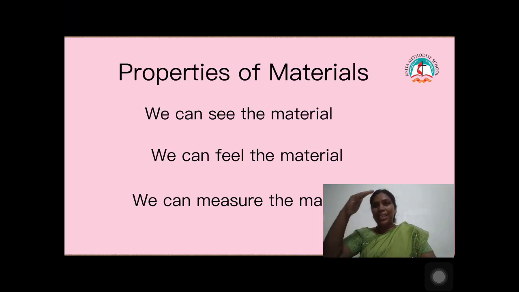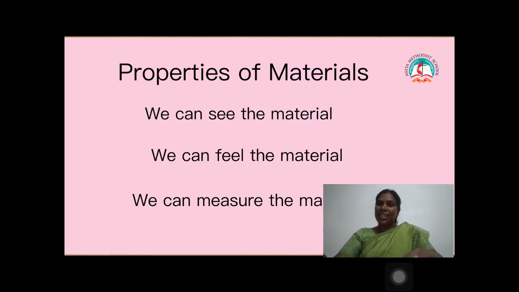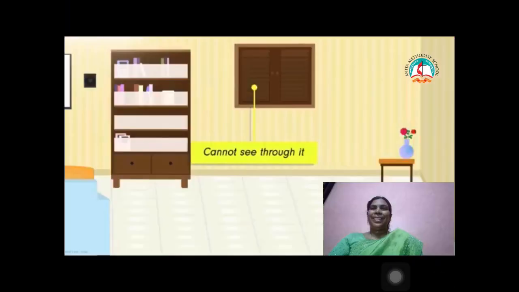We can see the material. We can feel the material. We can measure the materials. Children, in today's class, we are going to revise how different objects allow light to pass through them.